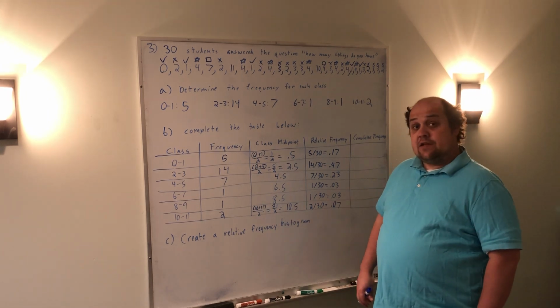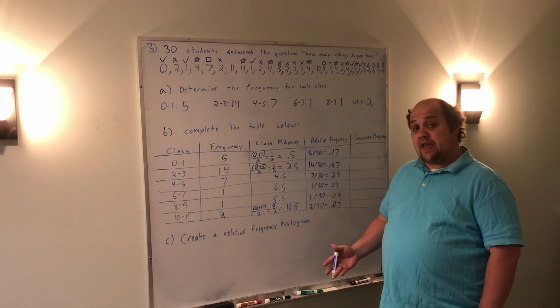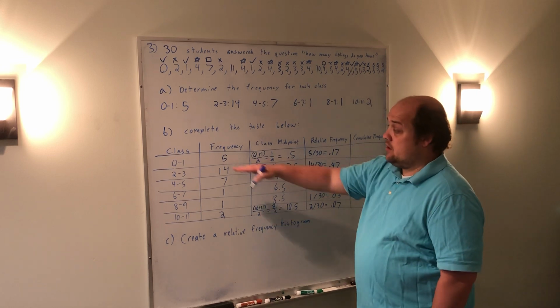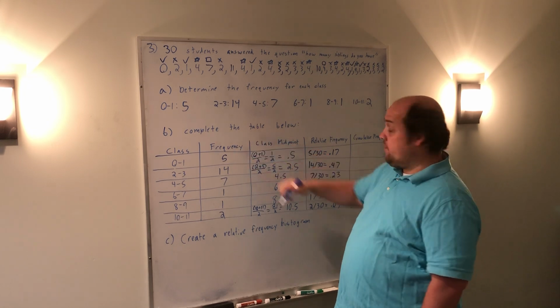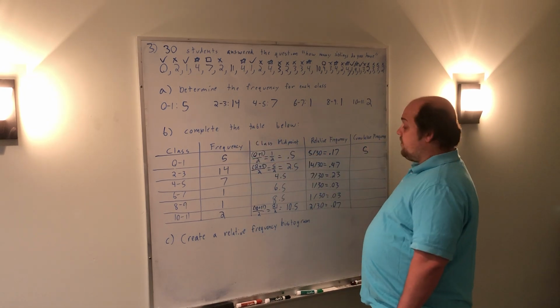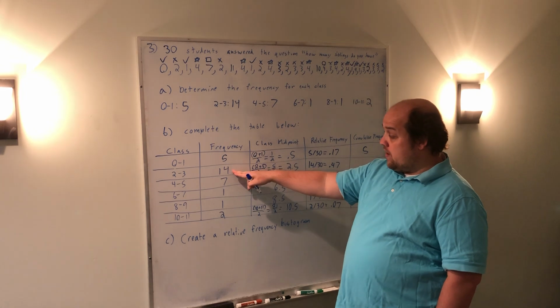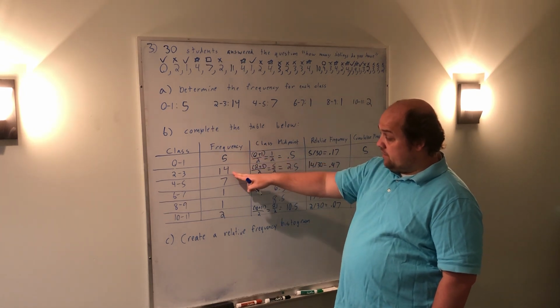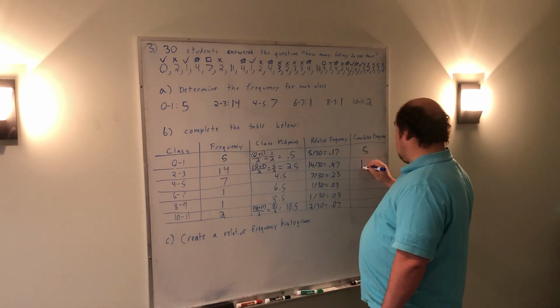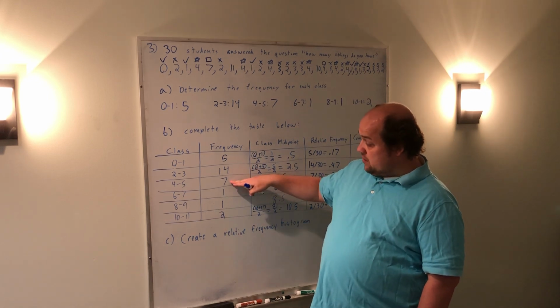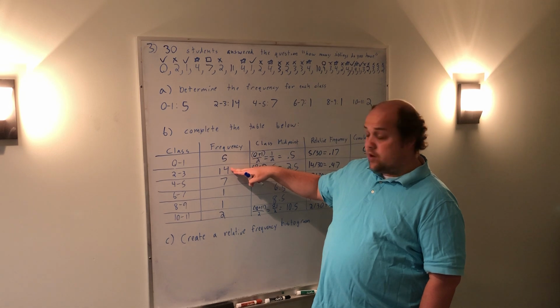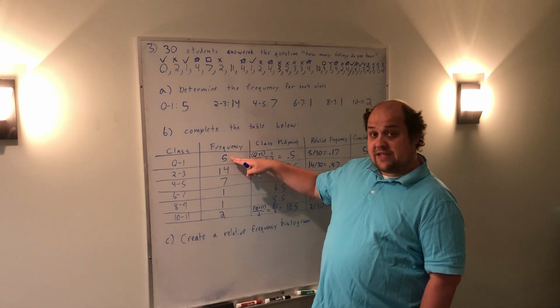Cumulative frequency really just asks me to take the total of that row and all rows above it. So for this first row, we have 5 as the frequency. There's no rows above it. That means the cumulative is 5. For the second row, we have 14 here plus 5 above it. 14 plus 5 gives me 19. For the third row, we have 7 plus 14 is 21 plus 5 is 26.